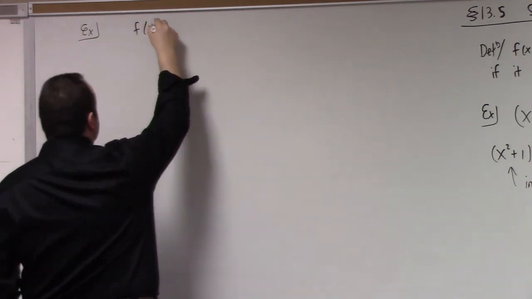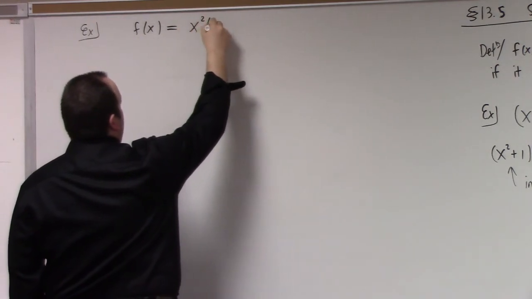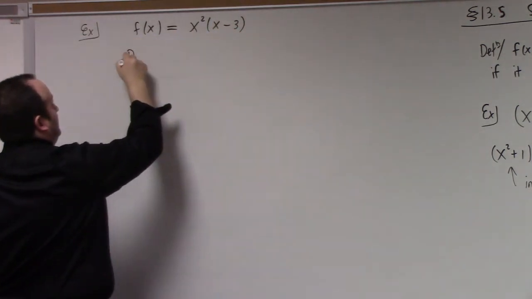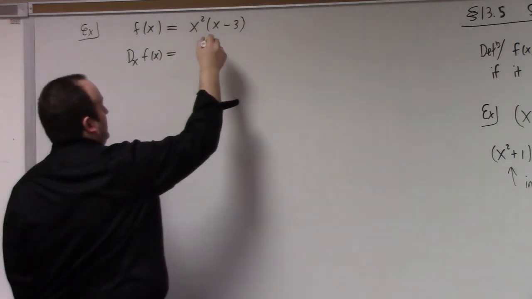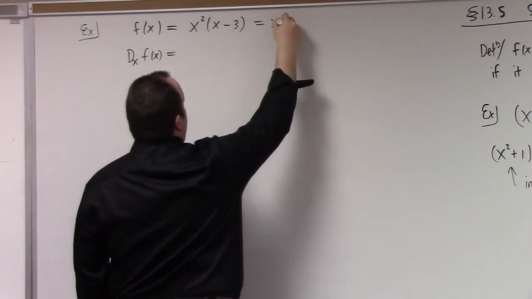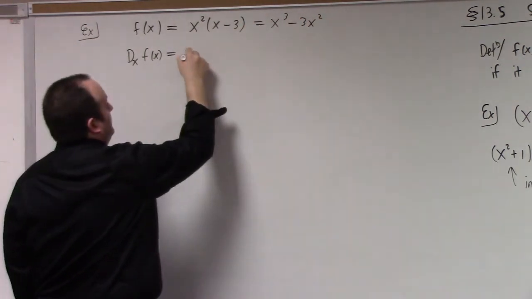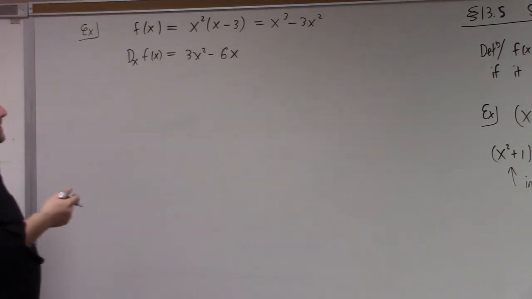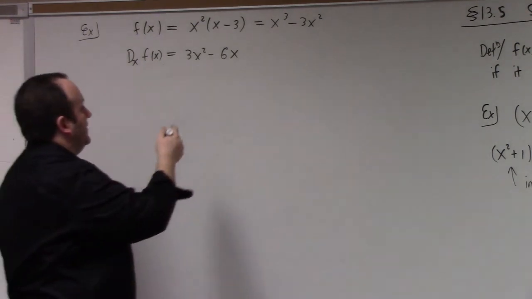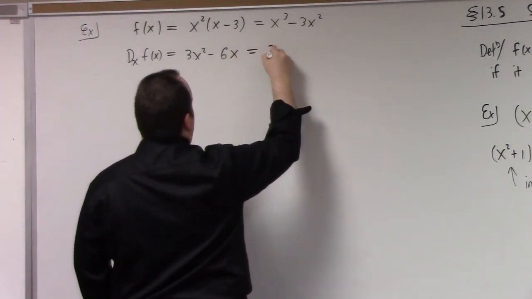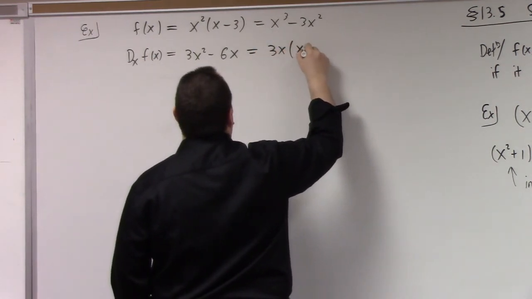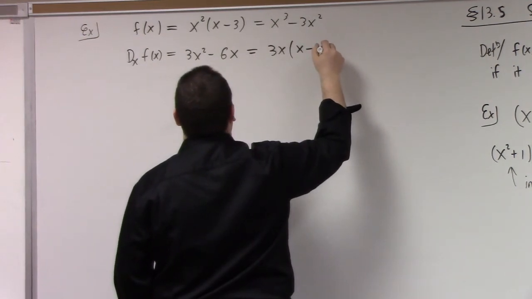Suppose we had f of x equal to x squared times x minus 3, right? Then if you calculate d/dx of f of x, that's what? x cubed minus 3x squared, which gives me what? 3x squared minus 6x. So we can factor this. What do we get? Three x times x minus what? 2, right?